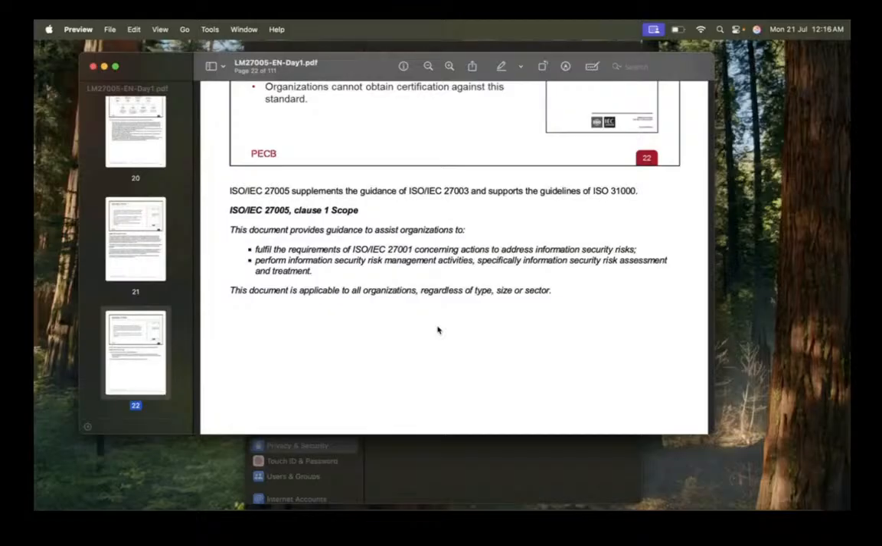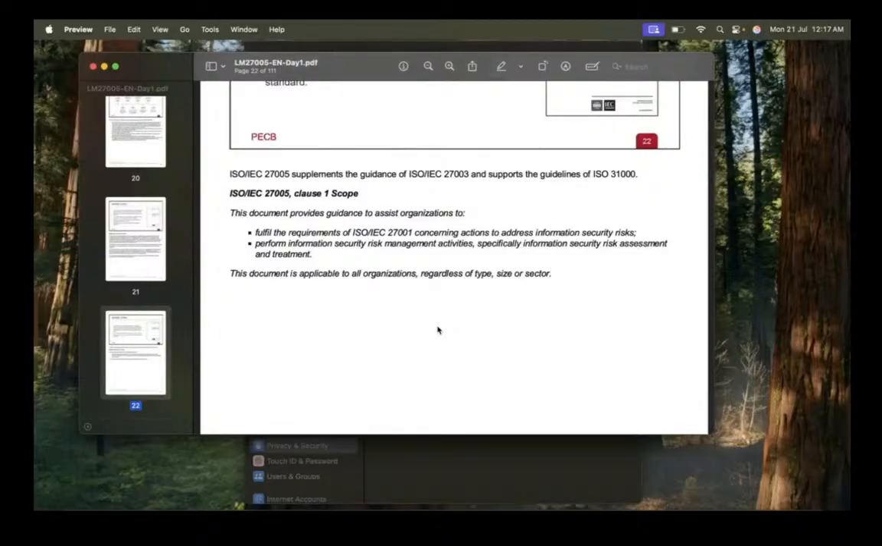Also, 27005 supplements the guidance of 27003, and it also supports the guidelines of ISO 31000. So no need to worry about seeing so many ISO standards. If there is any point where you want me to stop, or you have any doubt, you can raise your hand and we can discuss that. All the standards I am talking about here, we will discuss, so there will be no room for doubt, I'm sure.